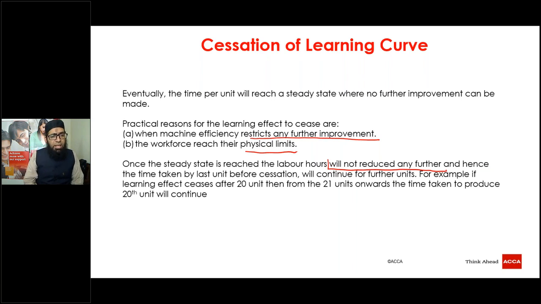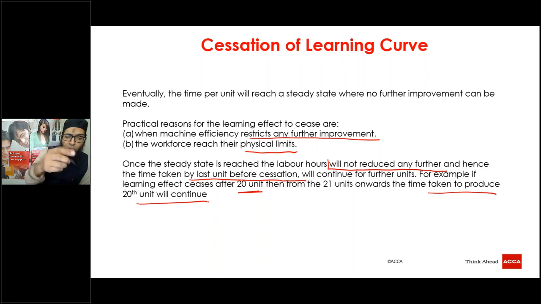And hence, the time taken by the last unit before the cessation will continue further. So for example, if the learning effect ceases at the 20th unit, then from the 21st unit onward, the time taken to produce the 20th unit will continue. That means the 23rd unit will take the time which we consumed to produce the 20th unit, because there is no further improvement. Okay?